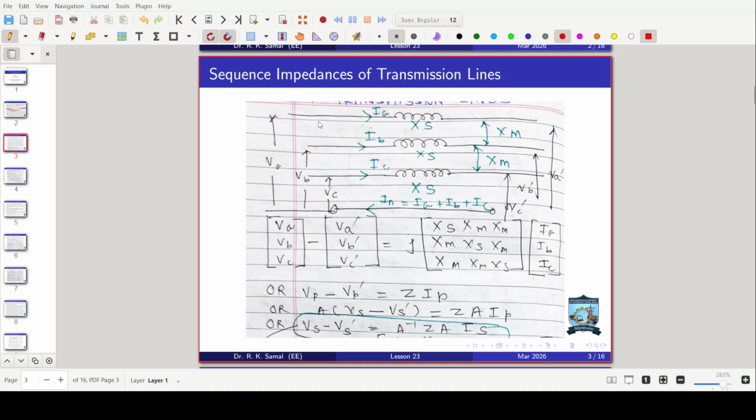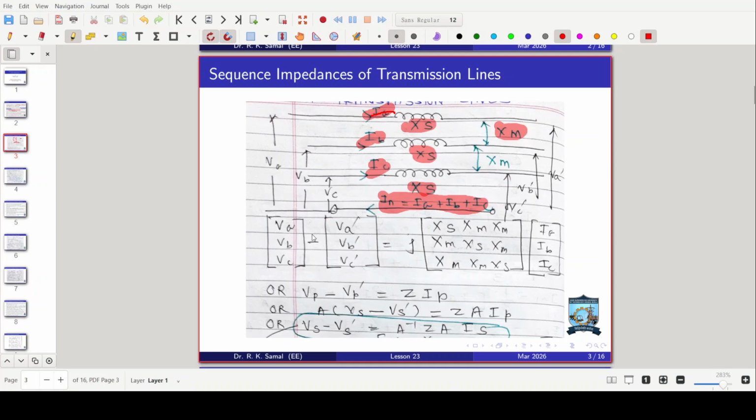As you see here, we present a three-phase line with phase current IA, phase current IB, and phase current IC. These are the three phases, and each phase has equal impedance, neglecting resistance: self reactance XS and mutual reactance XM. And there is a return path, a return line, where the neutral current flows. This is the neutral. Three phases and one neutral.